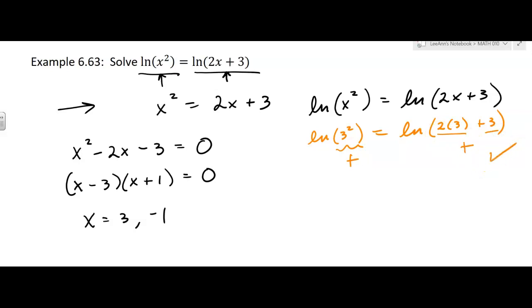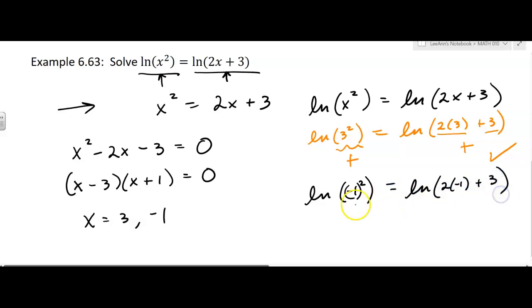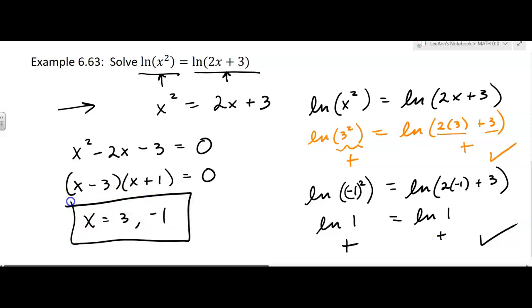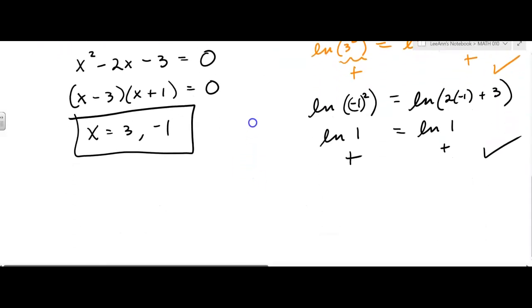Now let's check the negative 1. We'll write it like that. Okay, so you get negative 1 squared. You get the natural log of 1, and that's positive, so that's okay. And then over here you get the natural log of negative 2 plus 3, which is 1, which is also positive. So yes, that one's okay. So both of these solutions work. Sometimes you get one that makes the argument negative, and then you have to throw it out as an extraneous solution. Okay, that was it for that.